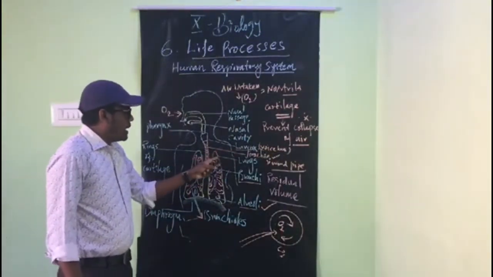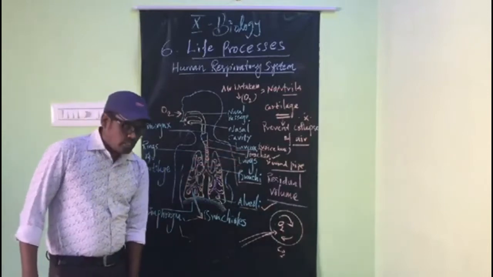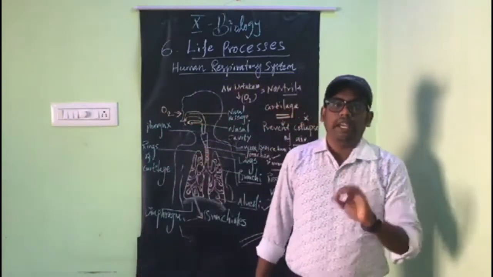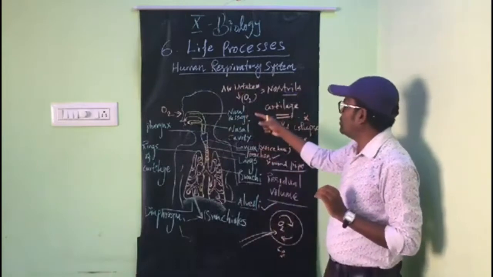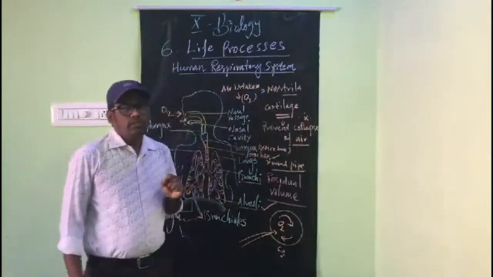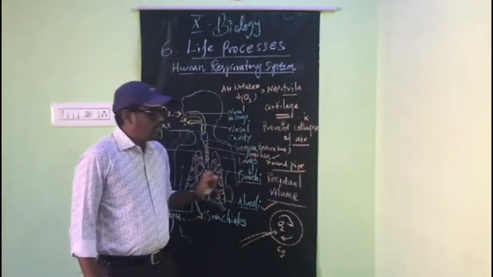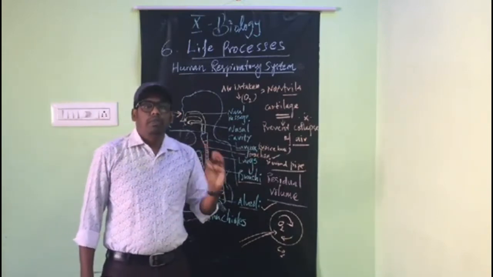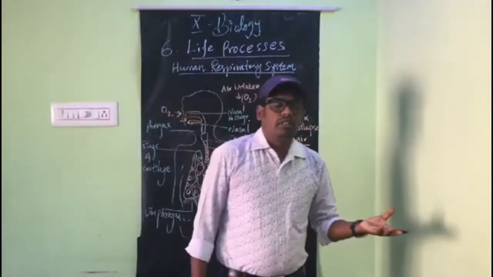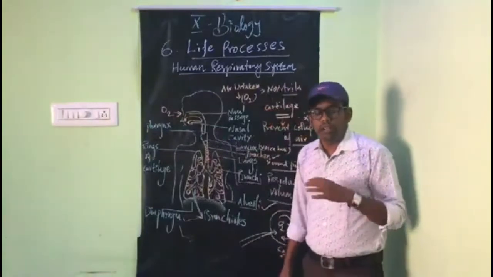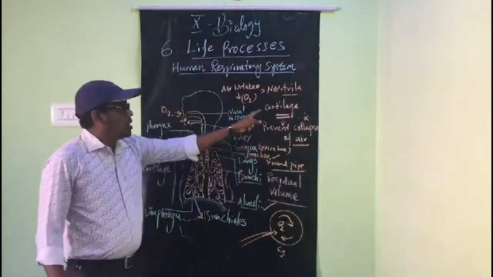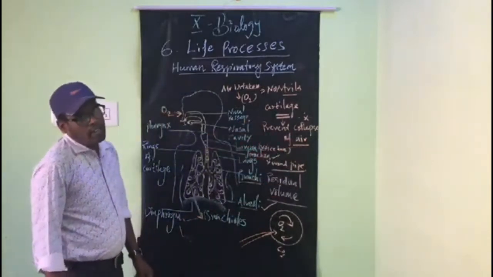Then after the larynx, there is a long extended tube called the trachea. It is also called the windpipe. The trachea is made up of a special type of connective tissue, that is cartilage. The cartilage on the trachea prevents it from collapsing. If the cartilage is not present in the trachea, what will happen? The air circulation will not be proper. So the cartilage prevents the collapse of the air passage.